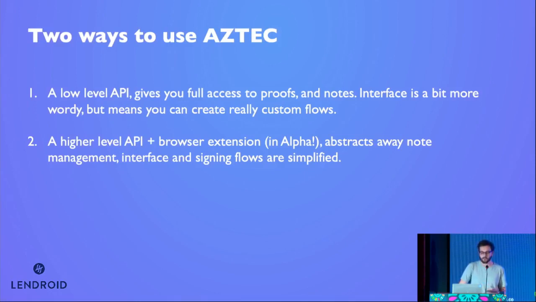And we have just published an alpha of a higher level API, which comes with a browser extension, which abstracts away a lot of what we call note management. If you think back to how we represent value in AZTEC, we have this concept of notes that are owned by a particular user. When they want to send some value across the network, they have to pick notes that are worth what they want to send, which can be quite a cumbersome process for dApps and dApp developers to deal with for their users. And so we're using this higher level API to manage that for you.